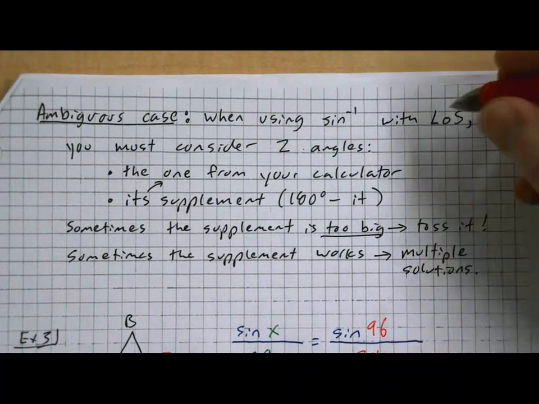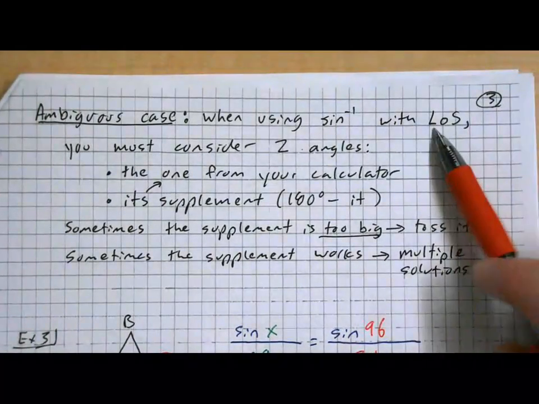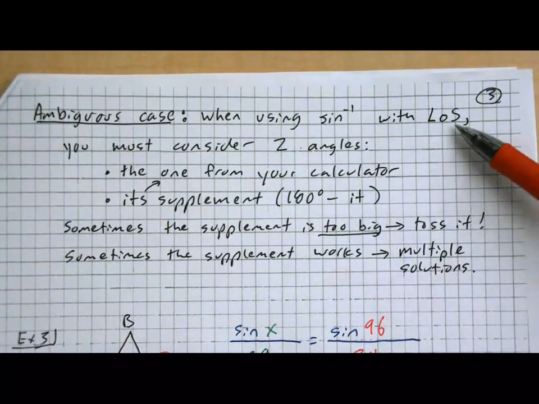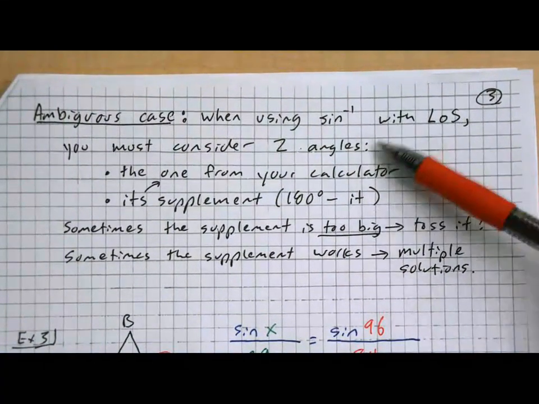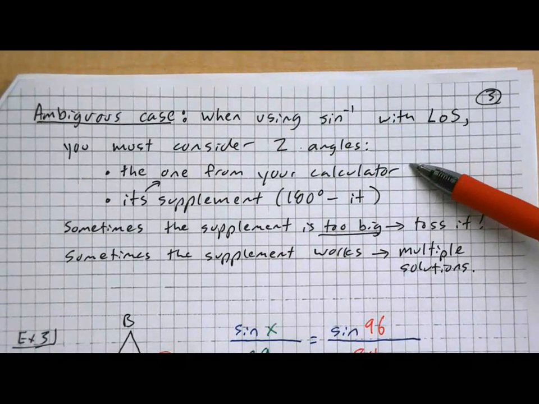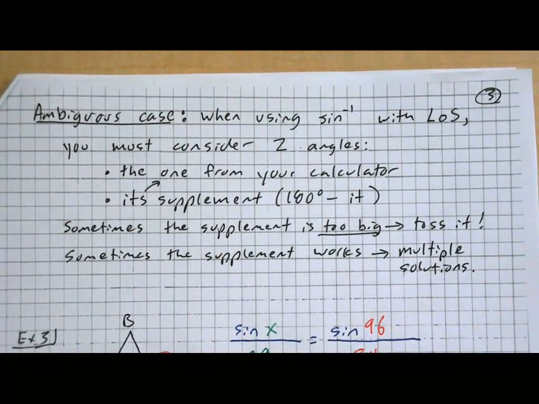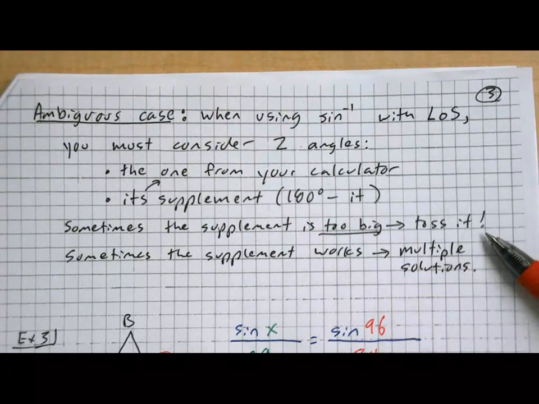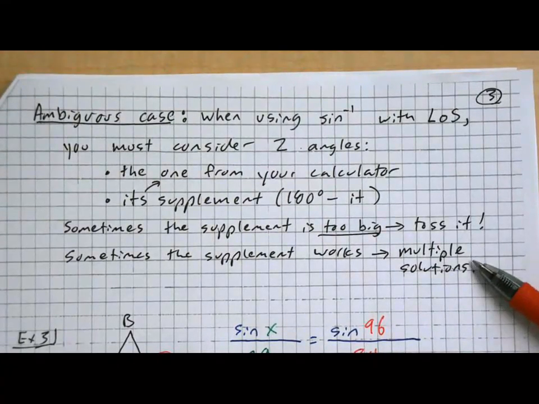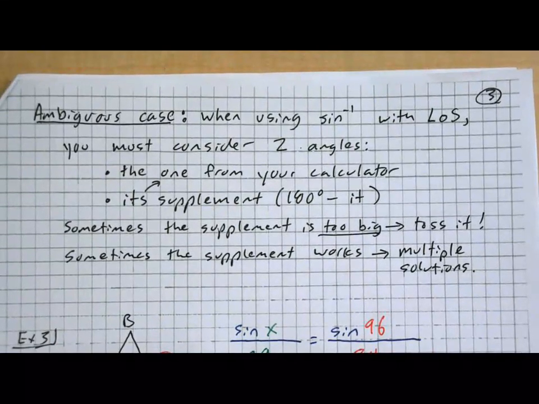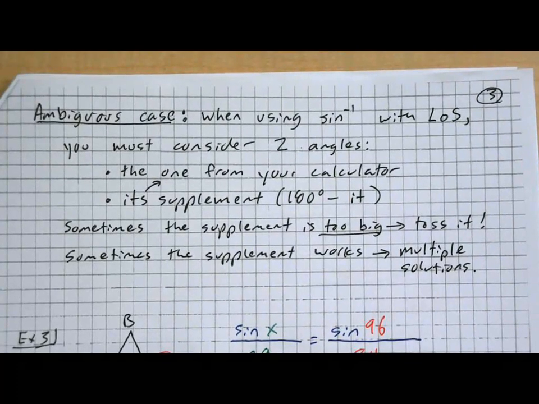Okay, law of sines. Did you catch my little abbreviation here for law of sines? So when you're using an inverse sine with law of sines, this is that complication at the end. You got to consider 2 angles. The one that your calculator gives you, and then 180 degrees minus whatever your calculator gives you. And sometimes that second angle is too big. In that case, you just throw it out and you don't use it. Sometimes it works. In that case, you've got multiple universes that open up. I'll leave this up here if you think that's useful. Copy it down. You could probably find a better way to word it that would work better for you.